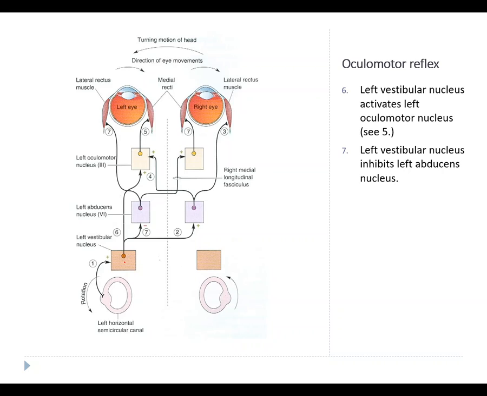So it looks kind of complicated, but it's a relatively simple reflex. Again, all it does is keep your eyes positioned in the same direction no matter which way you move your head. And this is a relatively simple reflex in the sense that it doesn't require any real input from the brain at all. In fact, it's very difficult to consciously inhibit this reflex. If you rotate your head, it's hard not to keep your eyes fixated on a point in space.